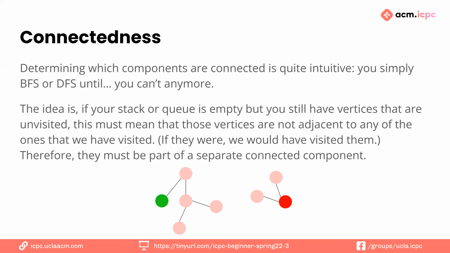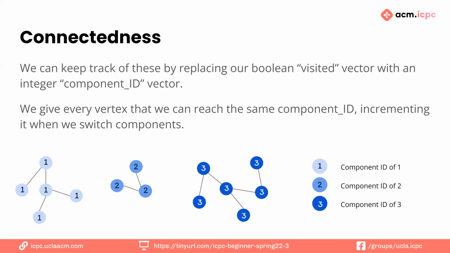Which is pretty much, I think, what it says here on the slide. All right. And then an extension for this is that we can, in addition, keep a component ID every time we run DFS or BFS. So the algorithm goes like, you first choose a random vertex, you run DFS on it, and then you give all of those vertices the same ID, say 1.